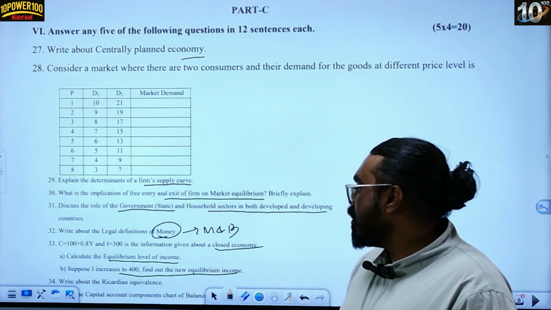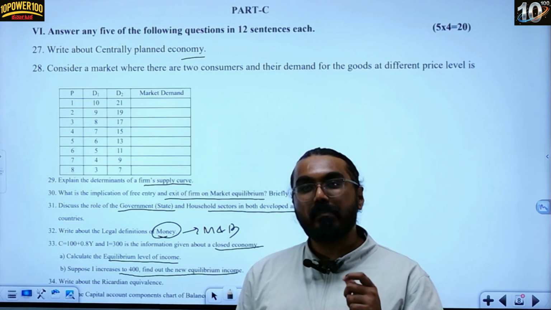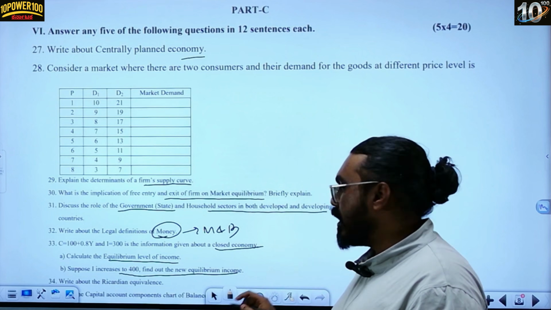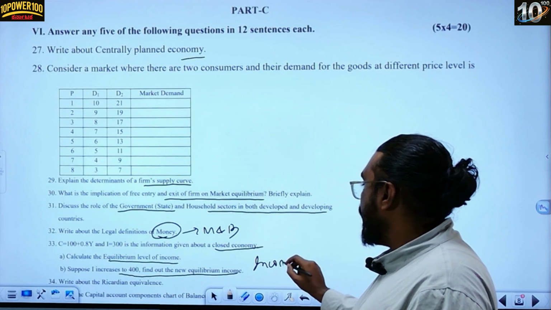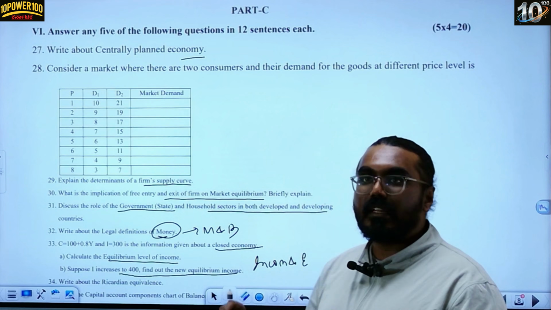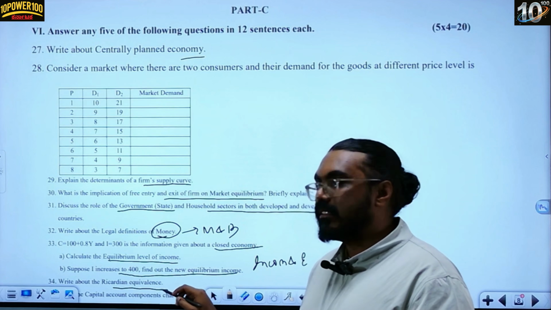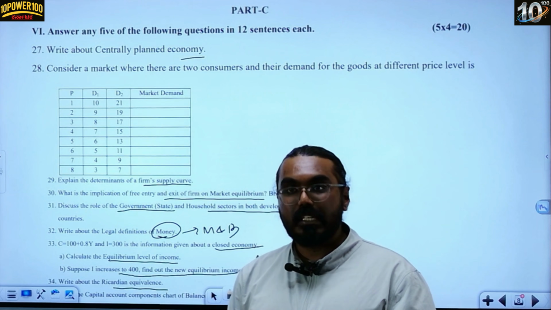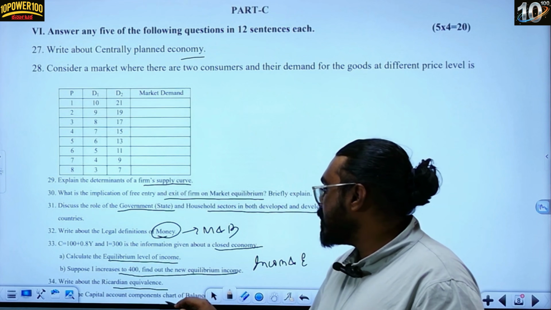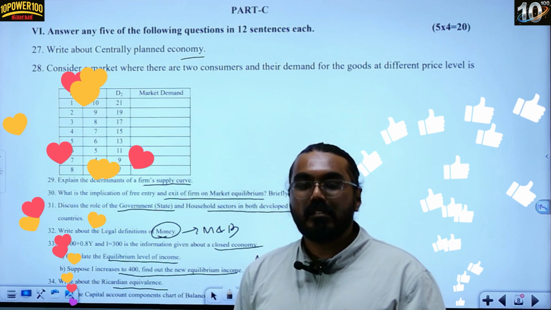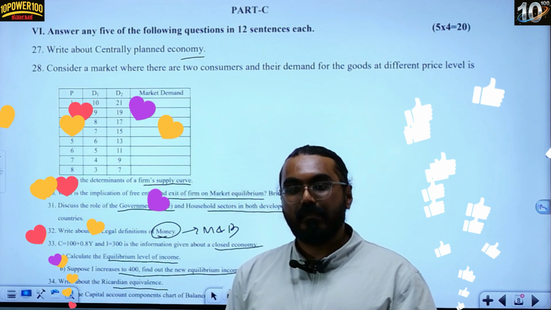Suppose income increases to 400, find the new equilibrium income. Simple numericals again, right? But these are quite important things for you to keep in mind. This again comes from the income and employment lesson. So keep that in mind. Ricardian equivalence. This is again from the government budgeting chapter. And then you have the last question, which is around the different capital account components, right? That is from open economy macroeconomics.